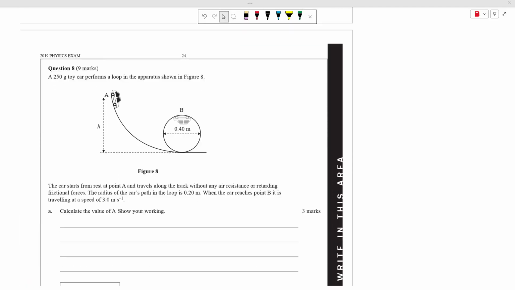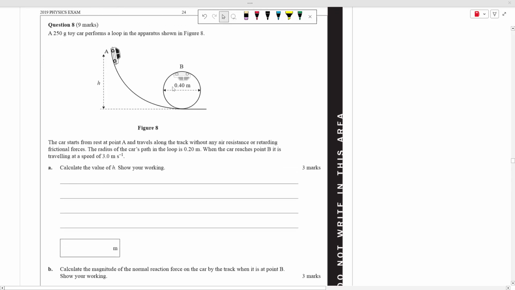Okay. Question 8, a 250-gram toy car performs a loop in the apparatus shown. Alright, so it goes down a hill of height h, and then it does a loop in this 40-centimeter diameter circle. The car starts from rest at point A, so it's not moving when we release it, and it travels along the track without any air resistance or retarding frictional forces. The radius of the car's path on the loop is 0.2 meters. It's half of the diameter. When the car reaches point B, it is traveling at a speed of 3 meters per second. Calculate the value of h.